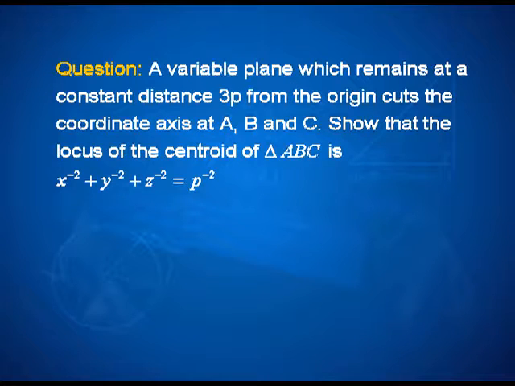This expression is nothing but 1 by x squared plus 1 by y squared plus 1 by z squared is equal to 1 by p squared. Now, how do we come across such an expression?